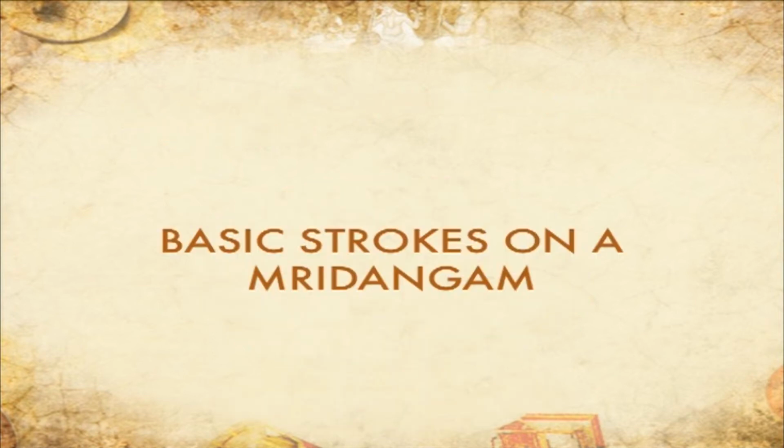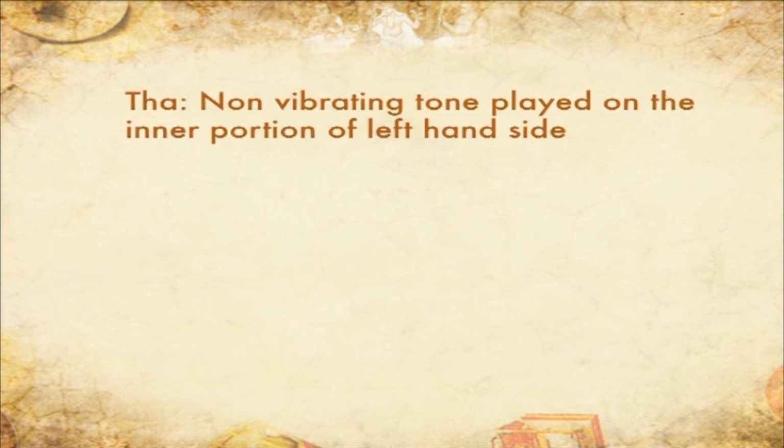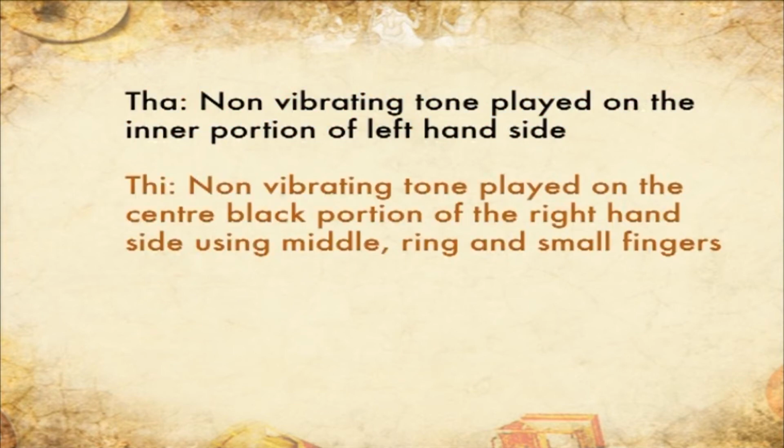Basic strokes on a mridangam. Ta, non-vibrating tone played on the inner portion left hand side. Ti, non-vibrating tone played on the center black portion of the right hand side using middle, ring and small finger.